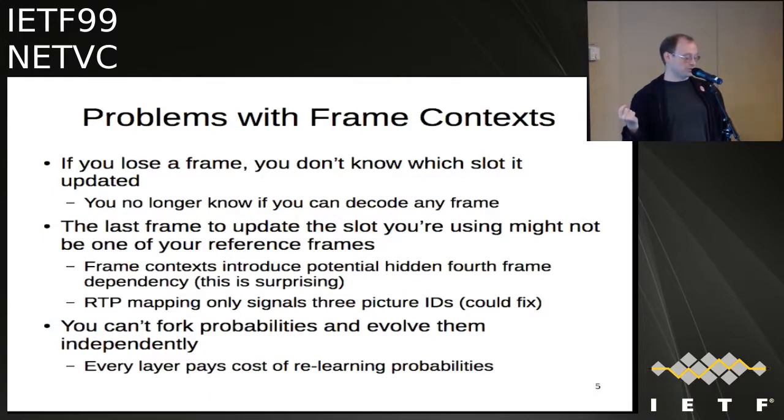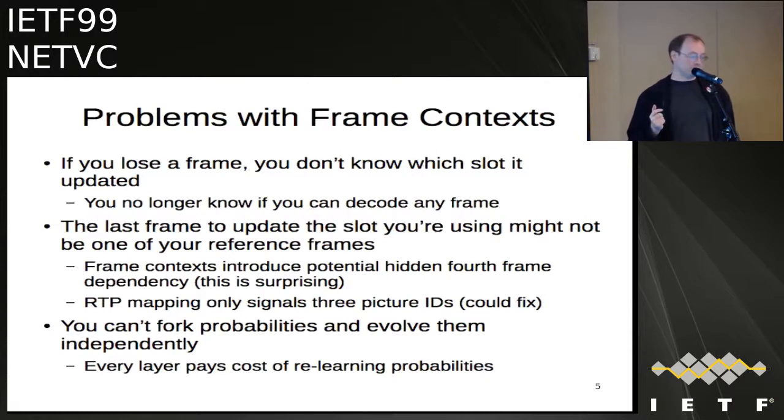And then the final problem is you can't fork probabilities and evolve them independently because of the requirement that you can only write back to the slot you read from. What that means is that every layer, if it wants to have its own independent set of probabilities, has to pay the cost of adapting them from the static defaults independently of all the other layers. So you don't get to share any of that overhead.